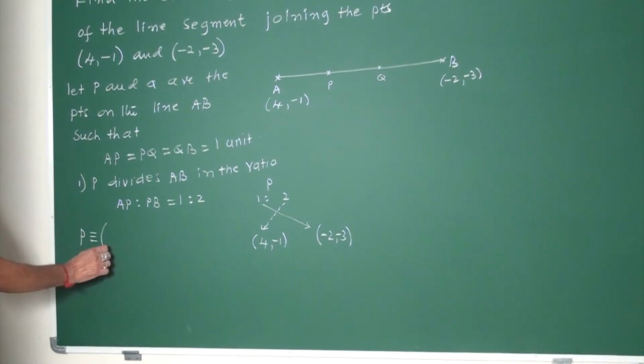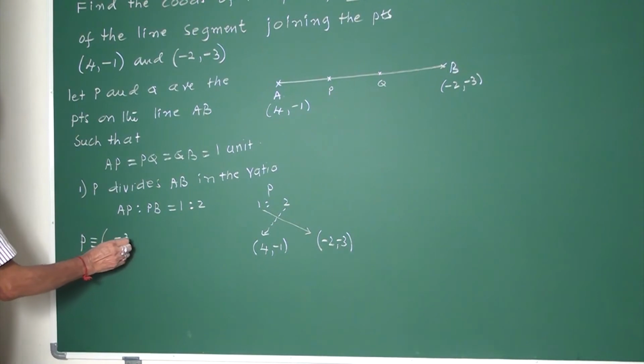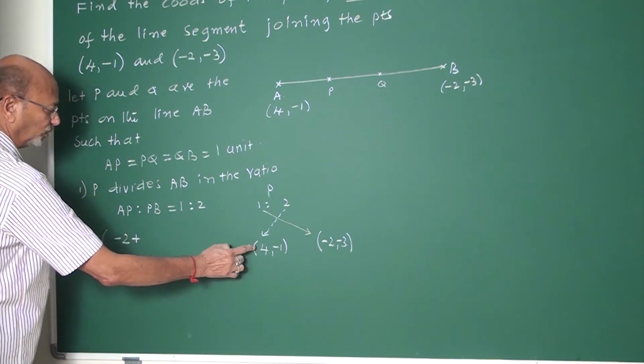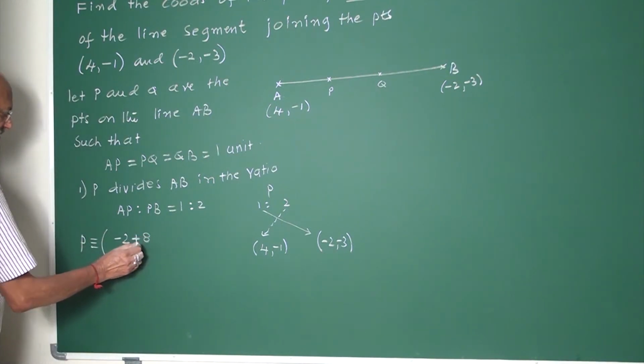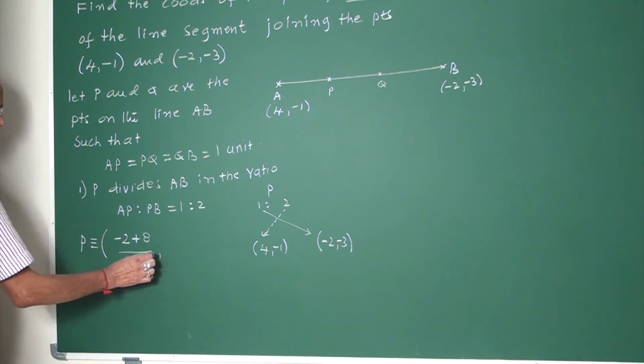Right, my friends. The x-coordinate is (m x2 plus n x1) over (m plus n): 1 times 2 plus 2 times 4 is 8. The denominator is m plus n, 1 plus 2. Next.